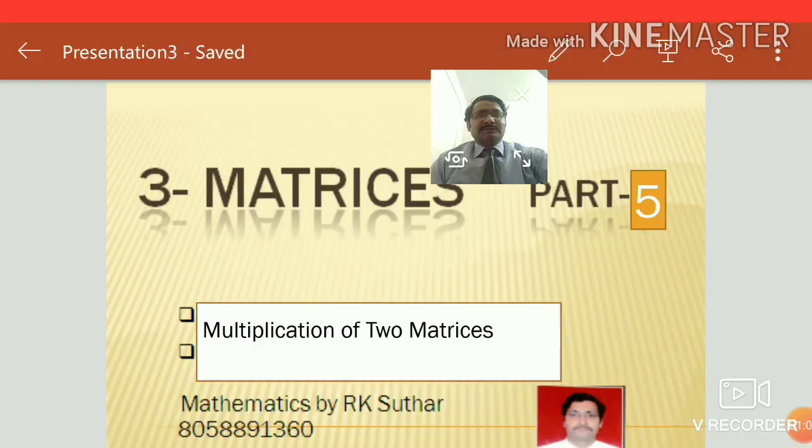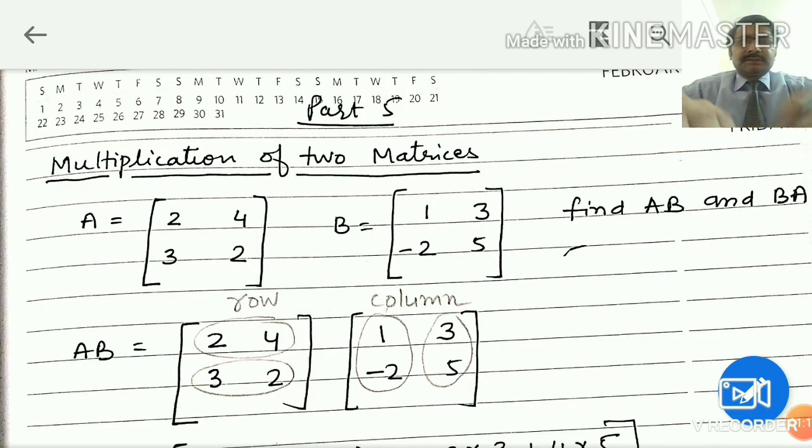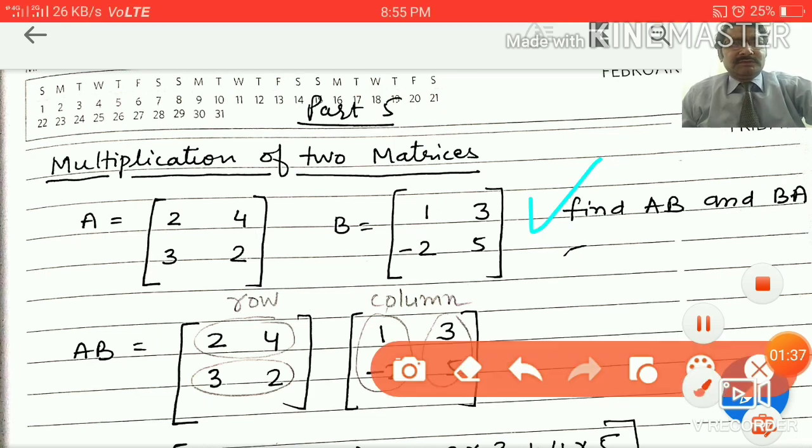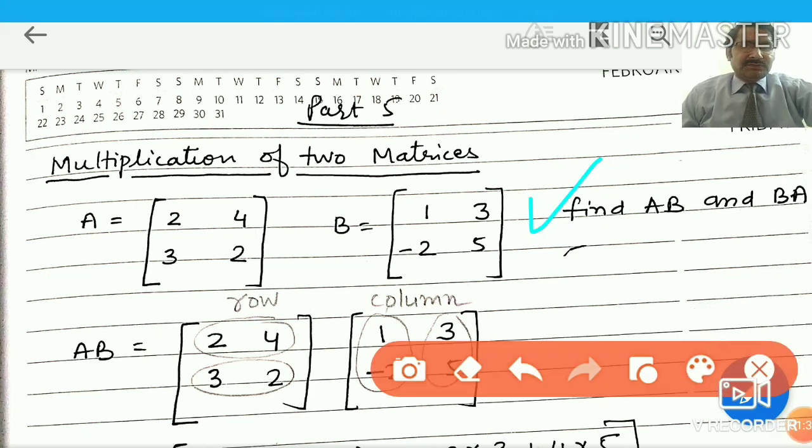So now look here, students. We will do today the multiplication of two matrices. The first matrix given to you is A = [2 4; 3 2], and the second matrix, B, is given to you as [1 3; -2 5]. You have to find AB and BA.